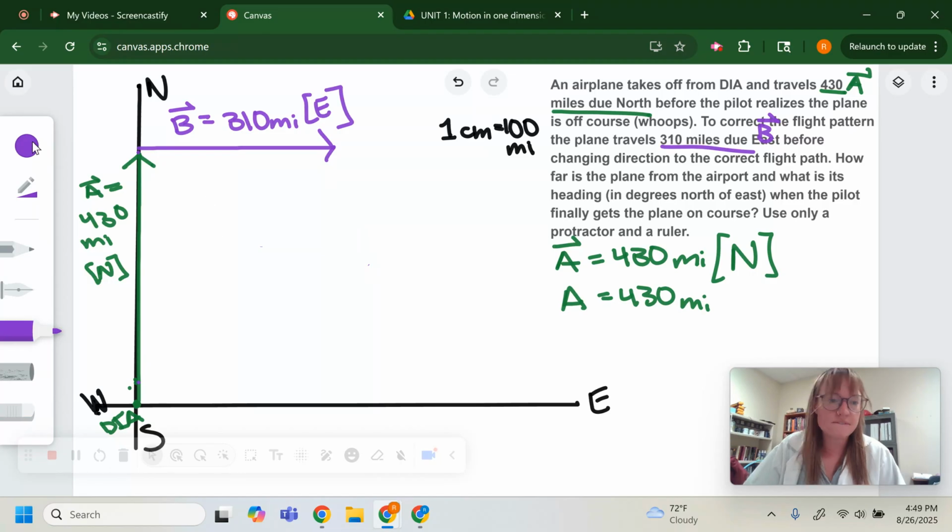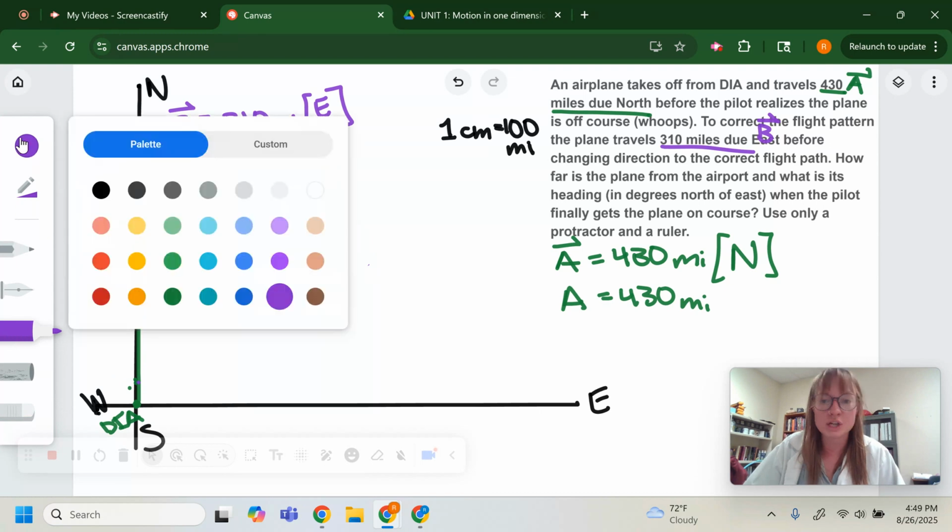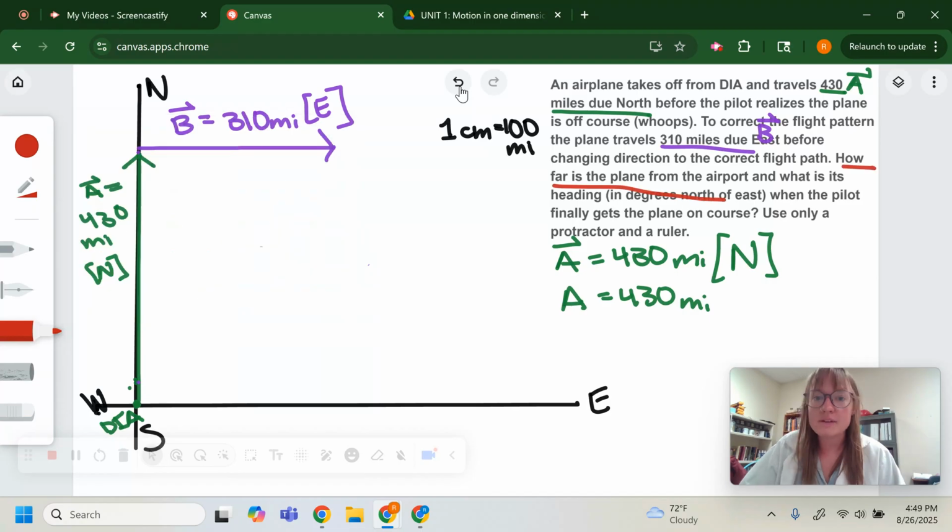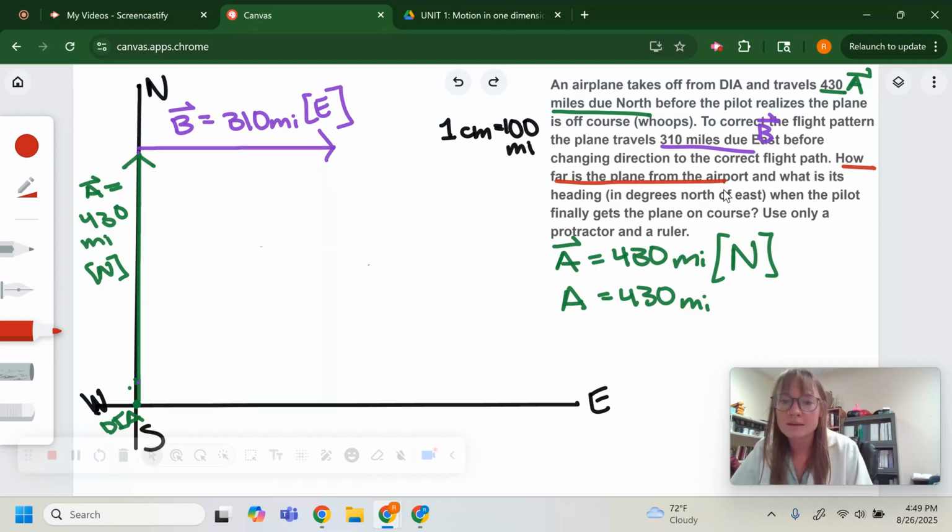Now, the final question, what we were doing all of this work to answer, is this question. How far is the plane from the airport? I am so perfectionistic sometimes, so I have to underline the word airport. How far is the plane from the airport, and what is its heading in degrees north of east when the pilot finally gets the plane on course?